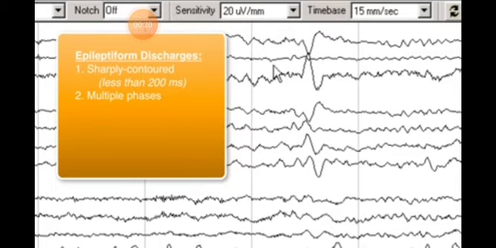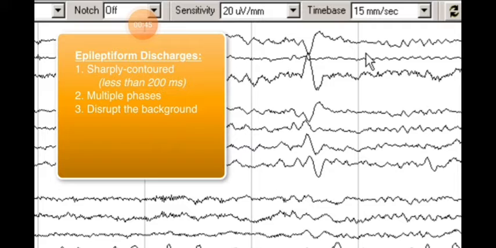If we look very carefully at this discharge, focusing on one of the channels, we can see that there's actually an initial positive phase, then the largest negative phase, then a third positive phase, so that we would call this a three-phase or triphasic discharge. However, it is important to distinguish this from triphasic waves, which have a different clinical significance.